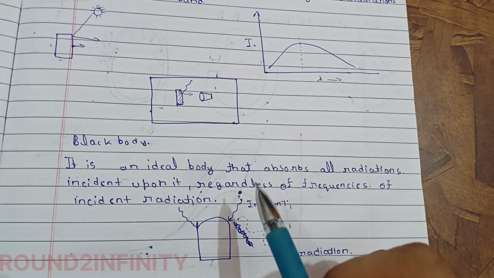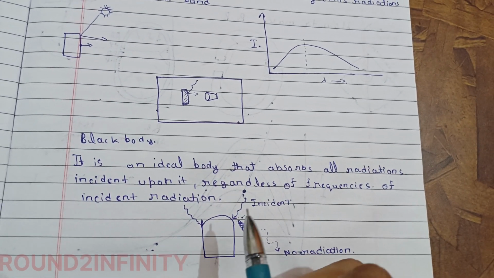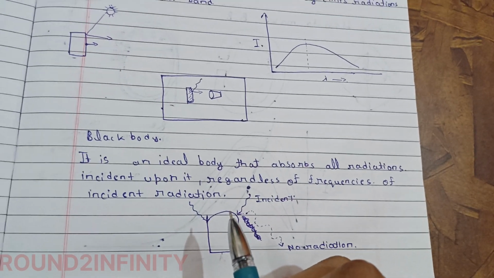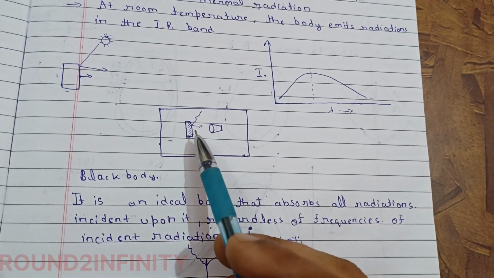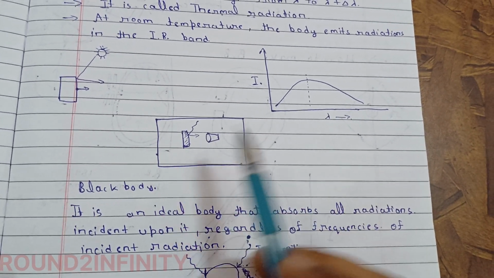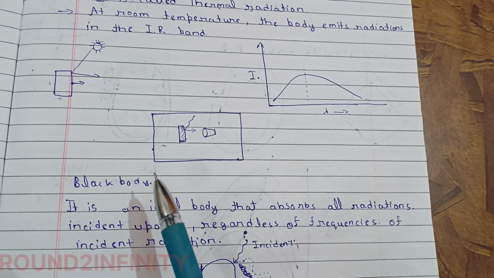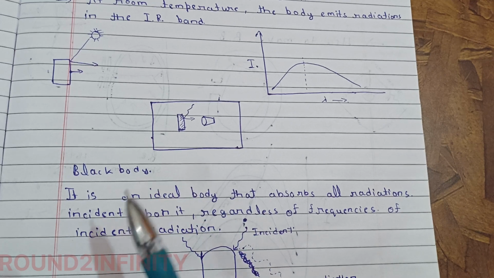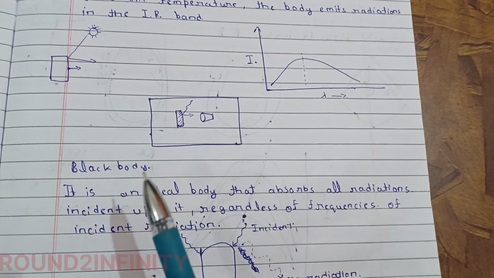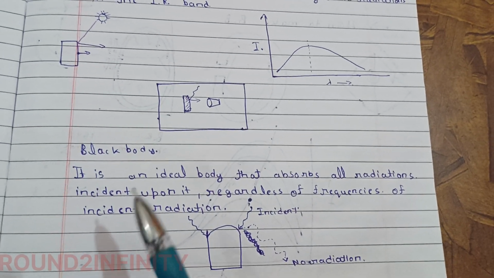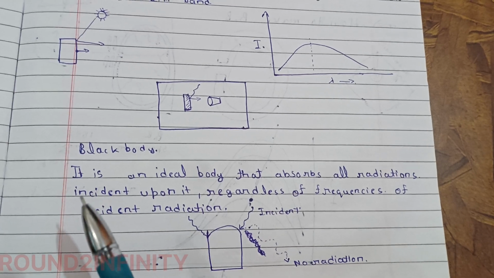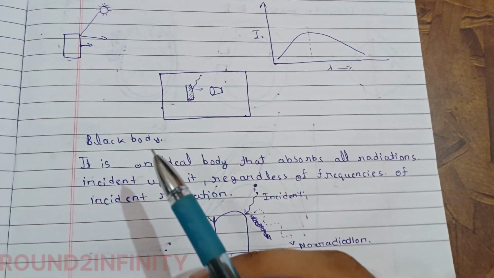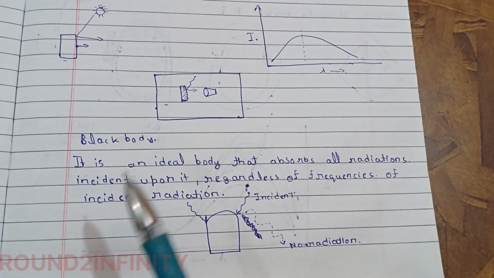It is an ideal body that absorbs all radiations incident upon it regardless of the frequency of the incident radiations. Now see, to get an object which doesn't have reflected radiations, we have to make an object which does not reflect any radiations. So we have to take an object which absorbs all radiation, only that object can't reflect anything. So these are the black bodies which can't reflect any radiations, they absorb everything, and then the emitted radiations can be studied to get this graph.